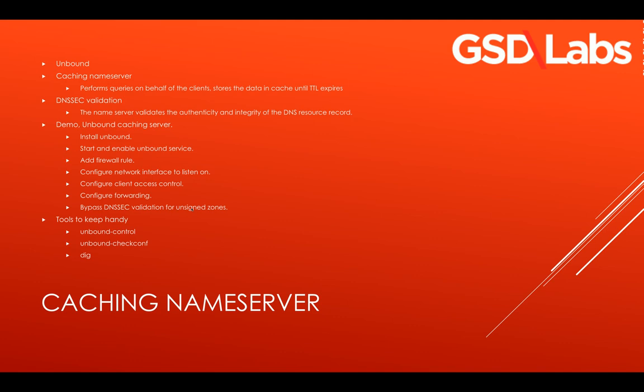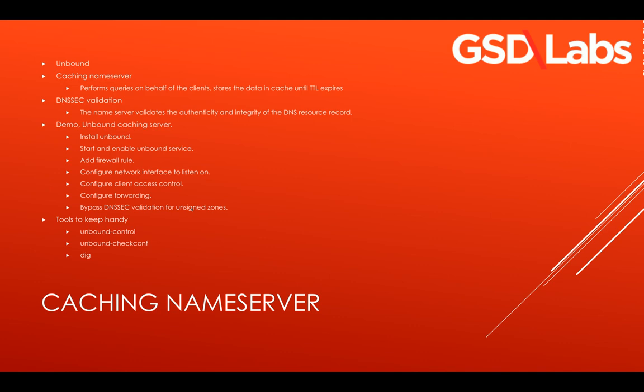Okay, so now we are at a point where we can do a demo on how to install and configure a caching name server. The tool that we use to install and configure your caching name server in Red Hat is Unbound. Although there are other flavors of DNS servers, and I think that Bind was a very popular one, Unbound is the one that we're going to use today.